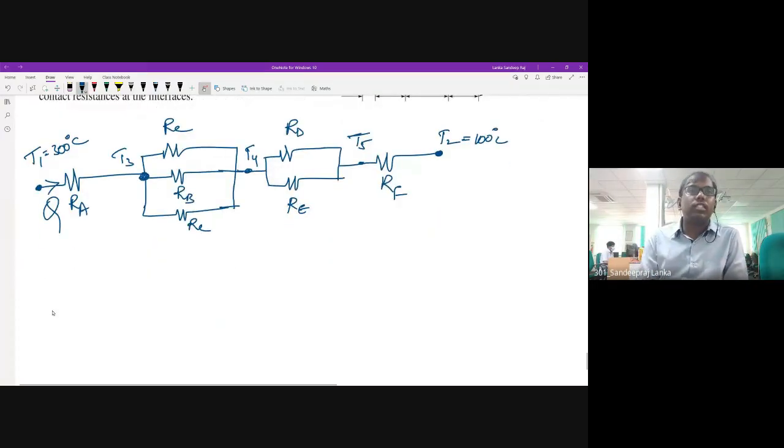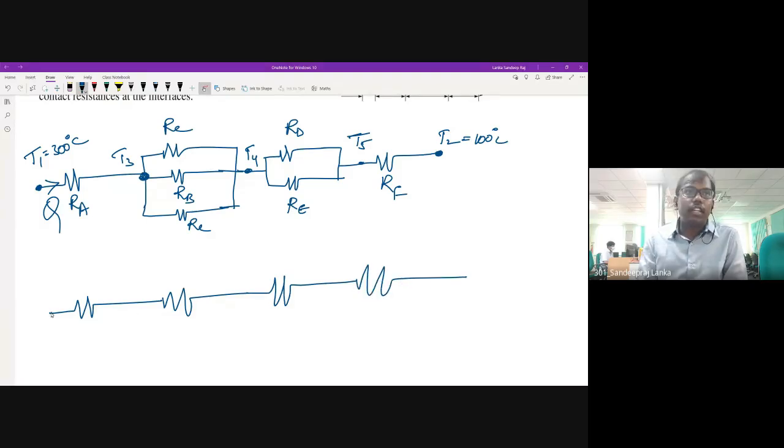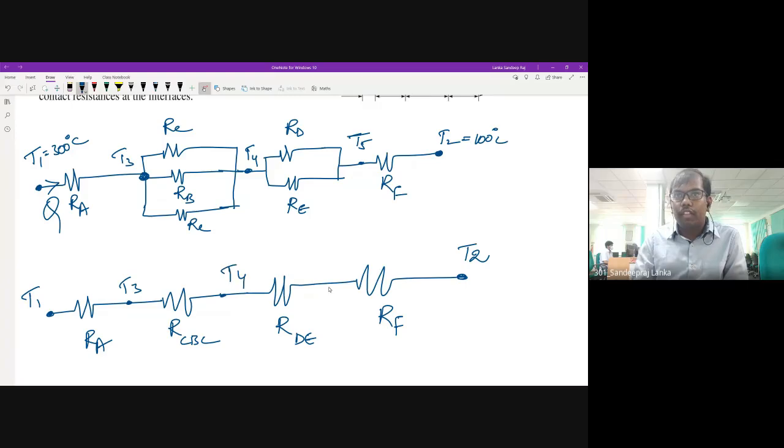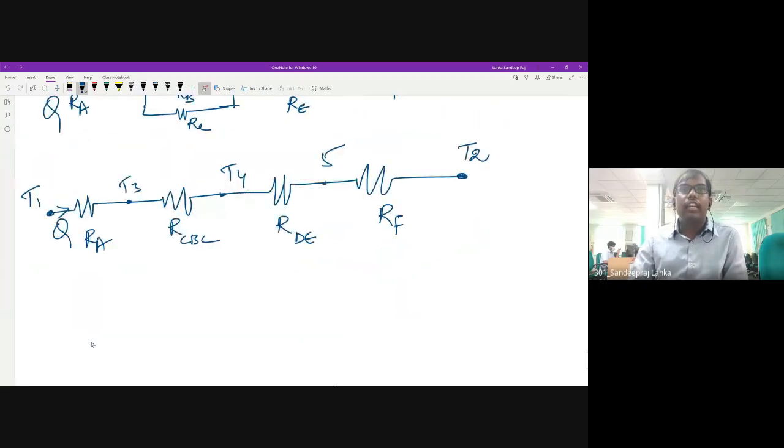The simplified form of this, now I will write here. I will convert this parallel also into series, taking the equivalent. So this is how it will be. Now here T1, this will be RA, this will be RCBC, because C on the top, B in between, and C again on the bottom. Then RDE, D on the top, E on the bottom, then RF here, and then here T2. This is T3, T4, T5, and then this will be your heat transfer direction. Three things you have shown.